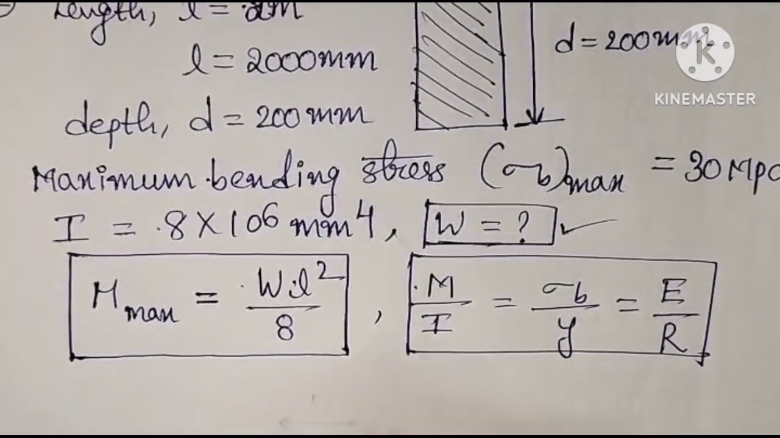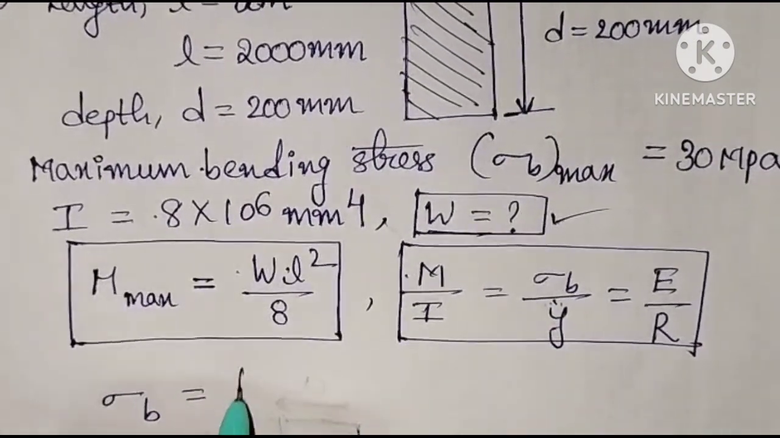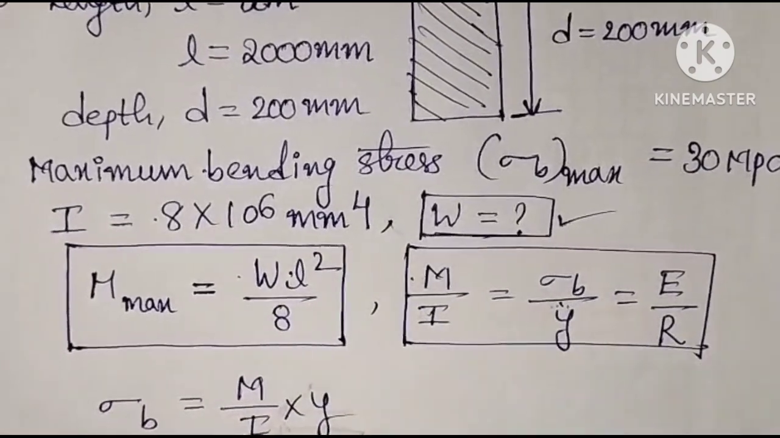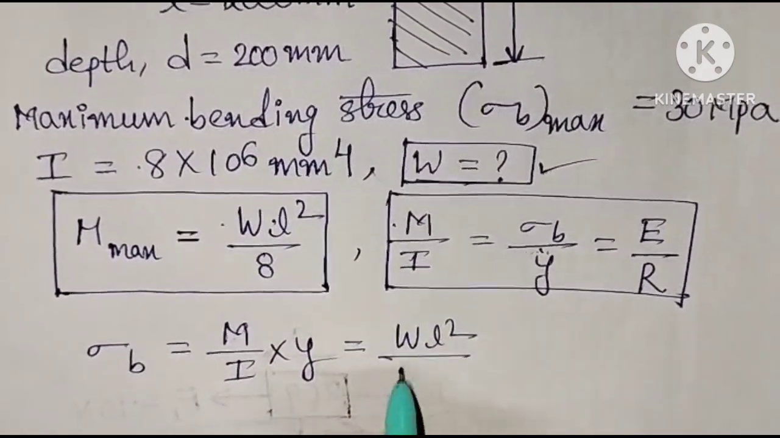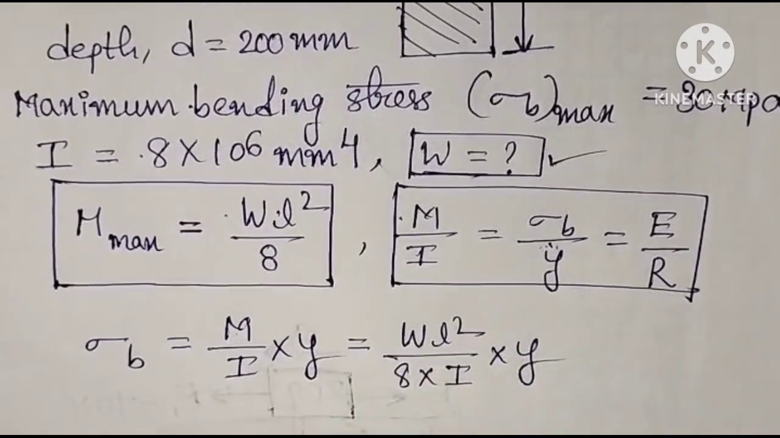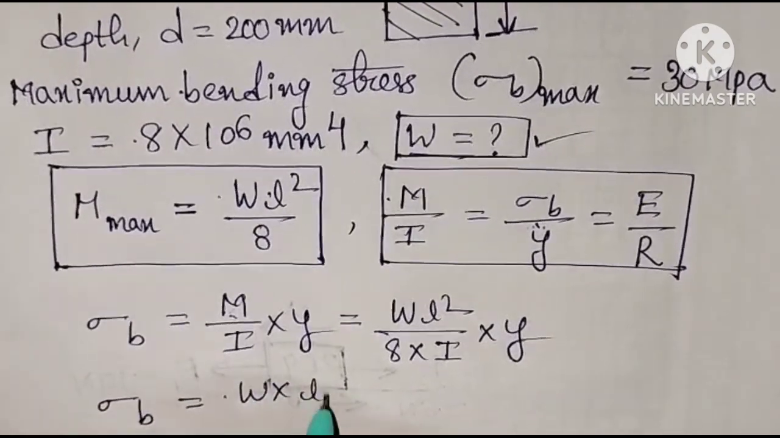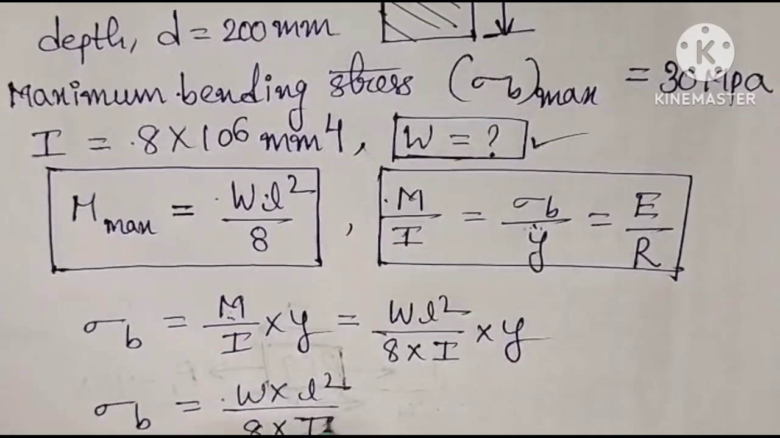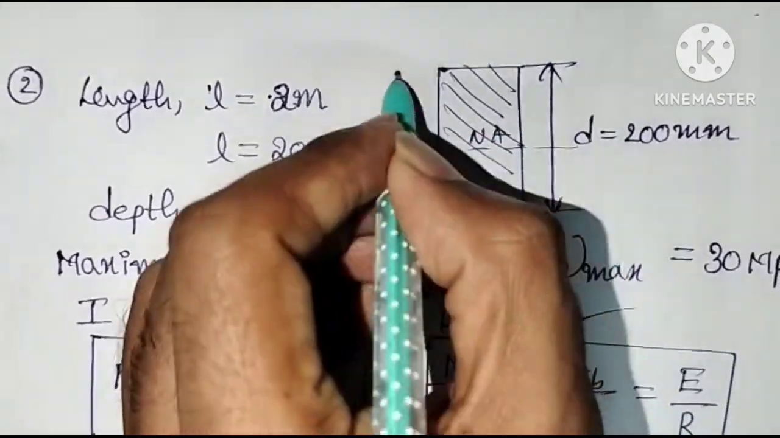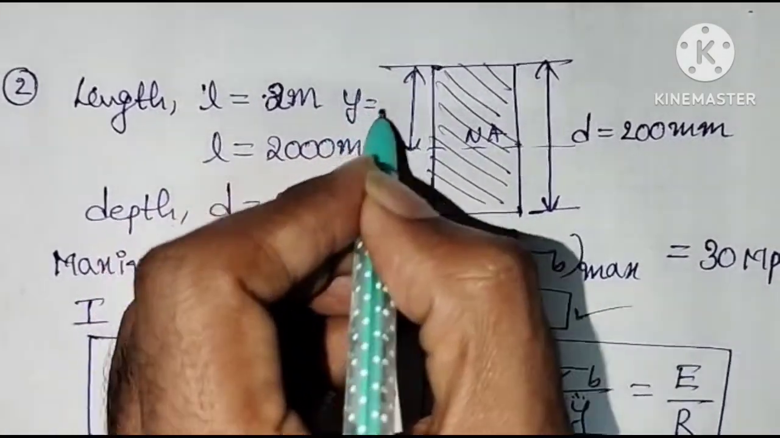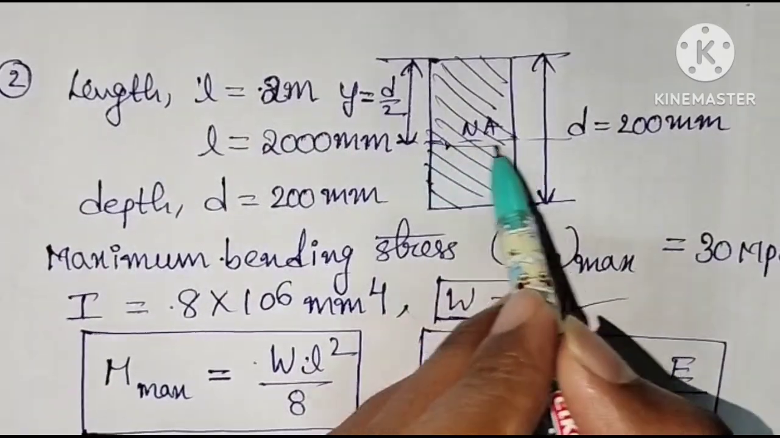So let us consider the bending equation. Sigma B is equal to M by I into Y. So M is equal to W L square by 8, where M means maximum bending moment. Sigma B is equal to W into L square by 8 into I, into Y. So what is Y? Y means the distance from the neutral axis to the outermost layer. In case of a rectangular beam, Y is equal to D by 2, half of the depth of the beam.